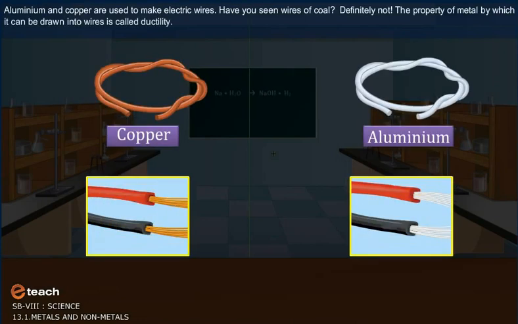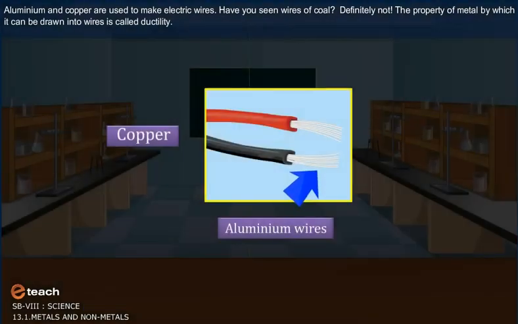Aluminium and copper are used to make electric wires. Have you seen wires of coal? Definitely not. The property of metal by which it can be drawn into wires is called ductility.